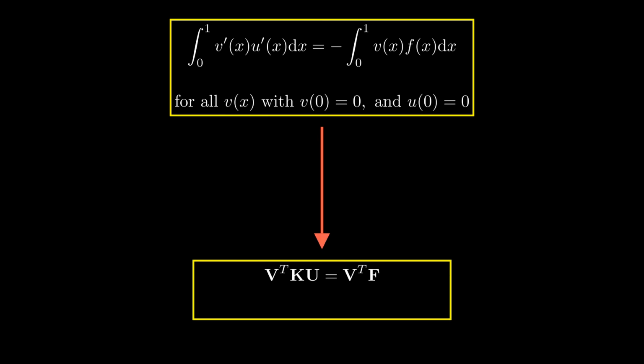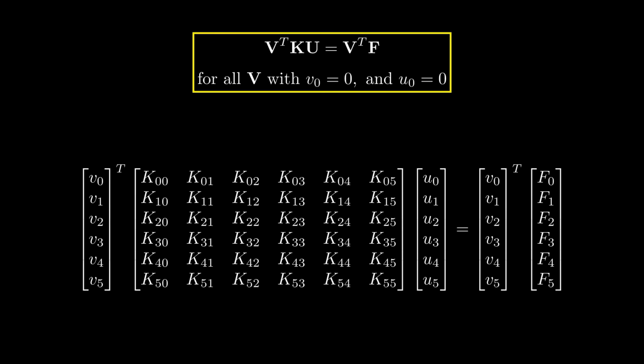Because the weak formulation must hold true for all test functions v of x, the discretized weak formulation must hold true for all vectors v. And because v of x and u of x are 0 at x equals 0, the nodal values v0 and u0 must be 0. Let's see how v transposed Ku equals v transposed F looks like if we expand the vectors and matrices. Because v0 and u0 are 0, the equation simplifies a bit.